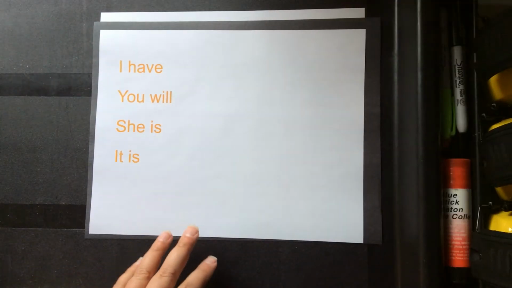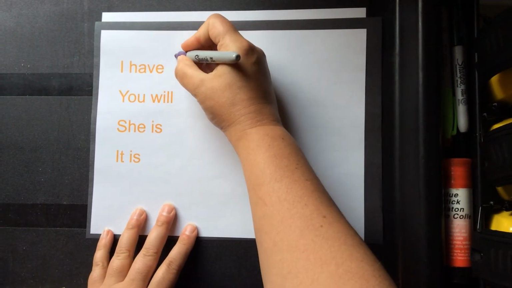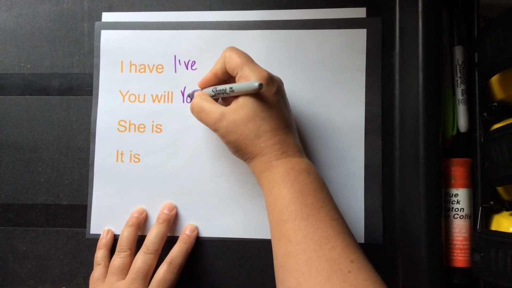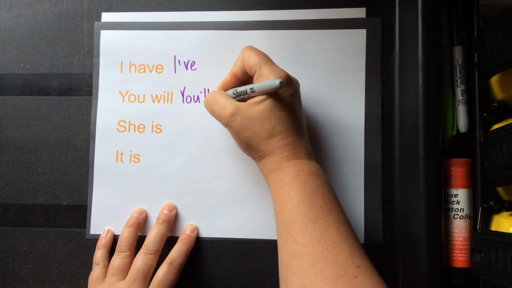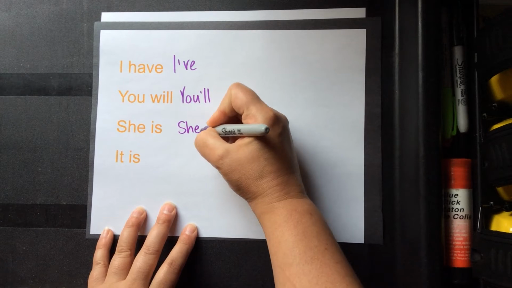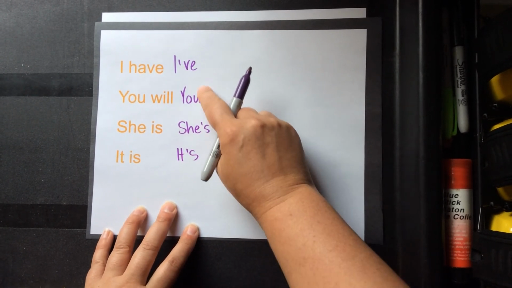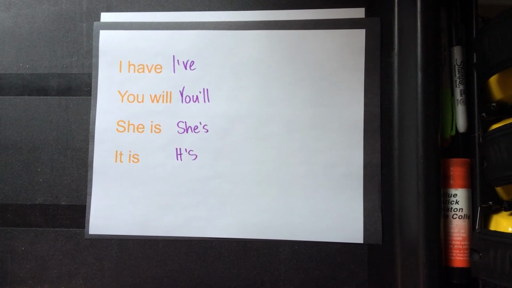So thinking about some common contractions, we've got words like I have, which is going to become a contraction, I've, or you will, which will become you'll, or she is, she's, or it is, it's. And again, with all of these, my apostrophe is just taking the place of my missing letters.